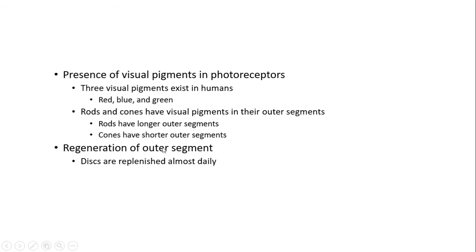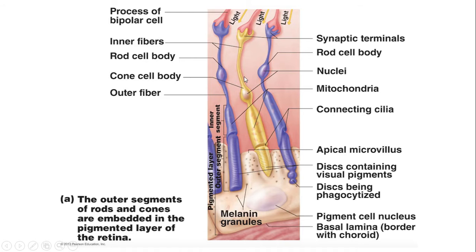Okay, regeneration of the outer segment. So these discs that we're talking about are replenished almost daily, almost every 24 hours, because the retina is made to basically convert the light energy into electrical signals. They're very sensitive to this light in the first place, and they can get damaged relatively easily. So the discs located in the outer segment are replenished about every 24 hours.